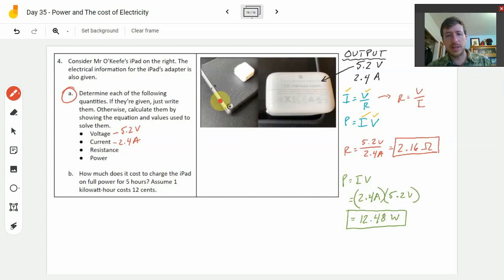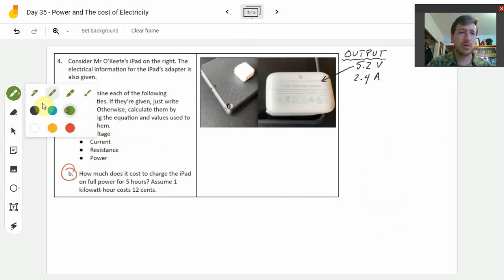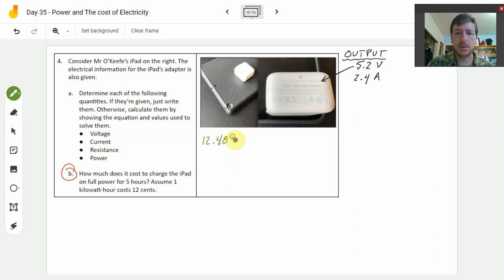So the amount of energy per second it takes to charge this, and so if you charge it for a certain amount of time, that's what we're going to calculate in part B. So here we have 12.48 watts, right? So that's 12.48 joules per second, and we are charging it on full power for 5 hours, right? So 5 hours is our total time here.